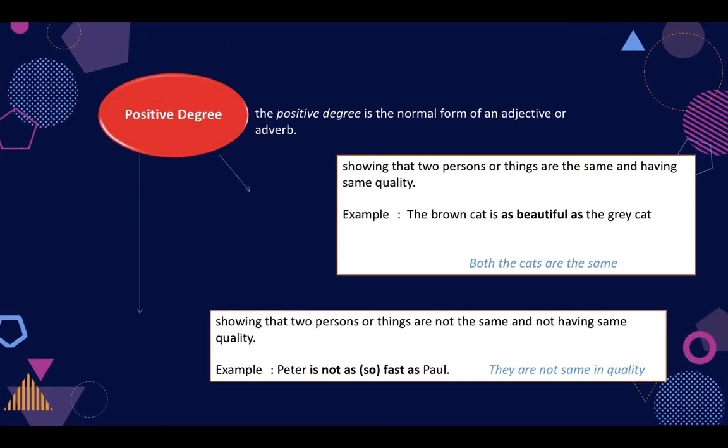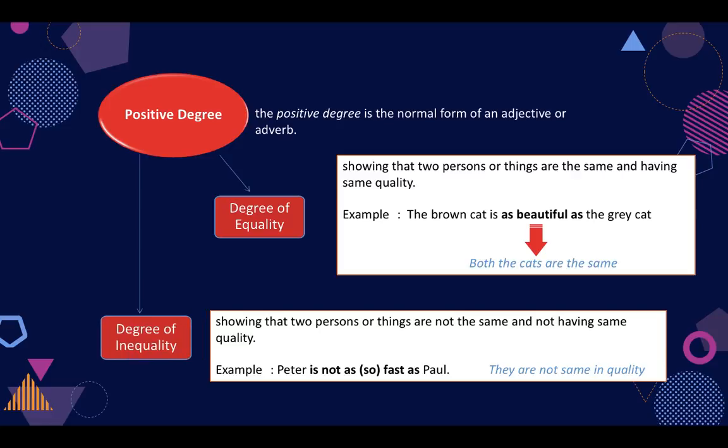Now I'm going to talk about positive degree first. Positive degree consists of two parts. There is degree of equality, showing that two persons or things are the same and have the same quality. For example, the brown cat is as beautiful as the gray cat. Both the cats are the same.